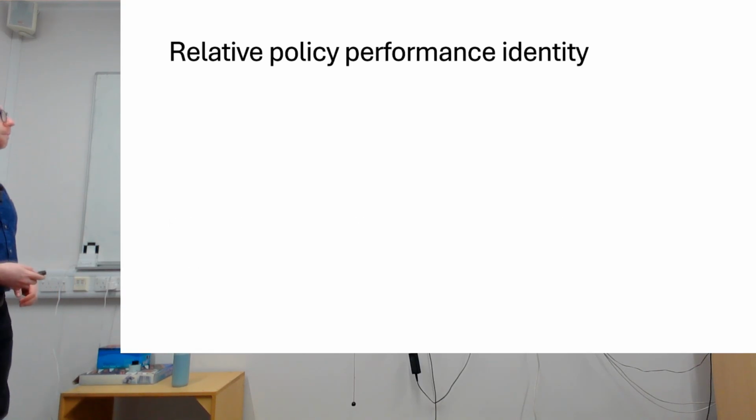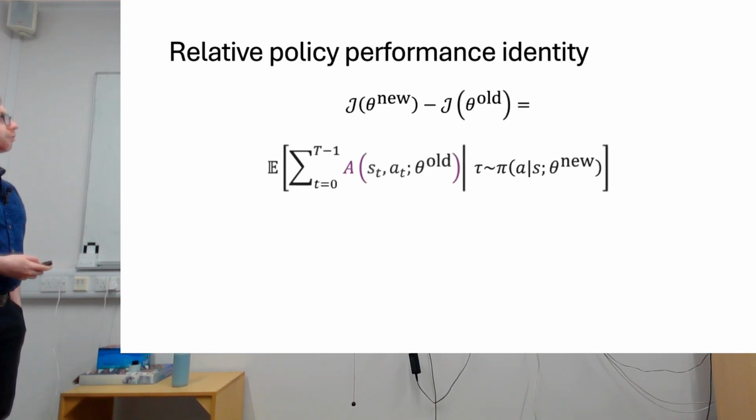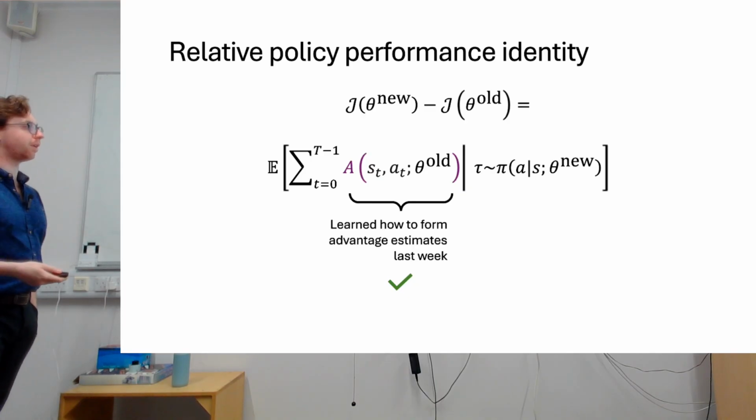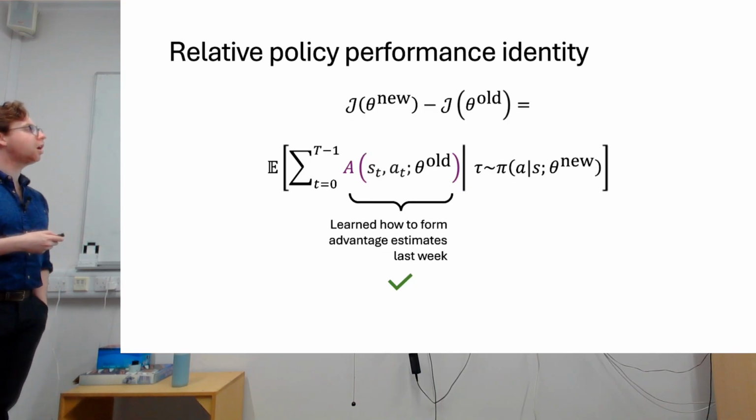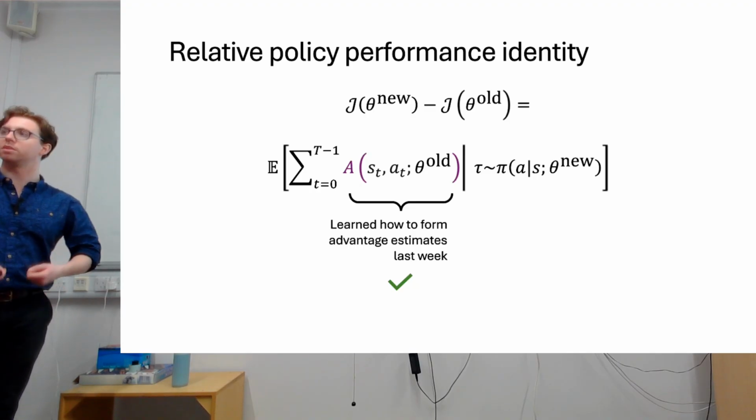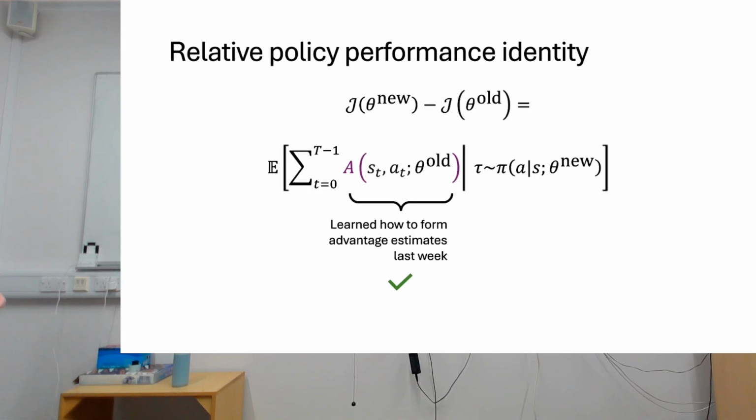Cool. Okay, let's move on. So the relative policy performance identity tells us this, as I'm just writing it back up again. Okay. Last week we learned how to form advantage estimates. Given a state action pair, we've learned multiple ways that we can form advantage estimates for that state action pair. So this is good, right? We have advantages appearing here according to the old policy, and we know how to form those kinds of advantage estimates. So that's a good starting point.